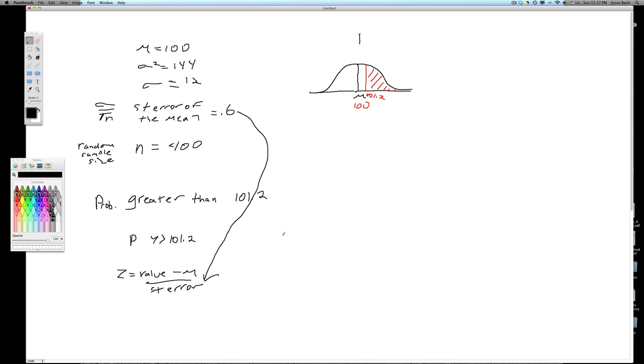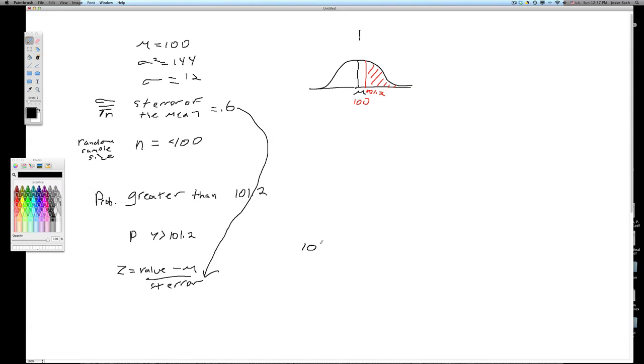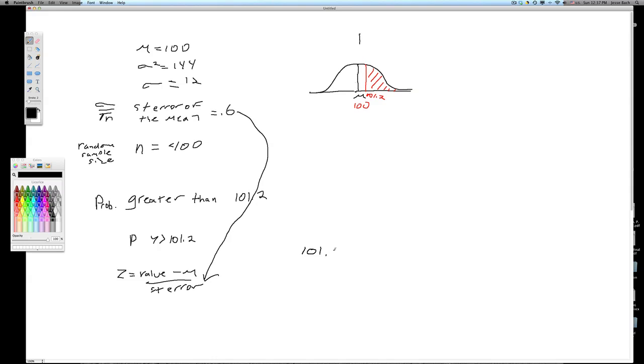So let's see, I've got 101.2 minus 100 over my standard error of the mean, which is 0.6. It's incredibly important that you know when to use the standard error of the mean versus the standard deviation. Standard deviation you use on a population. Standard error of the mean is when you work with samples.